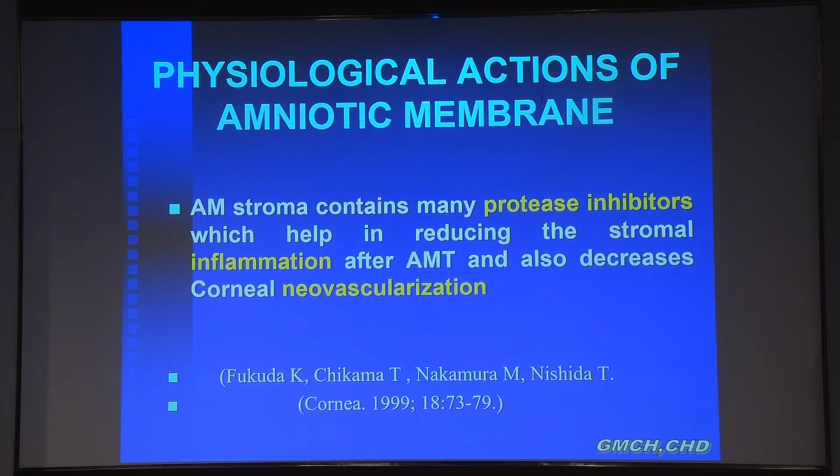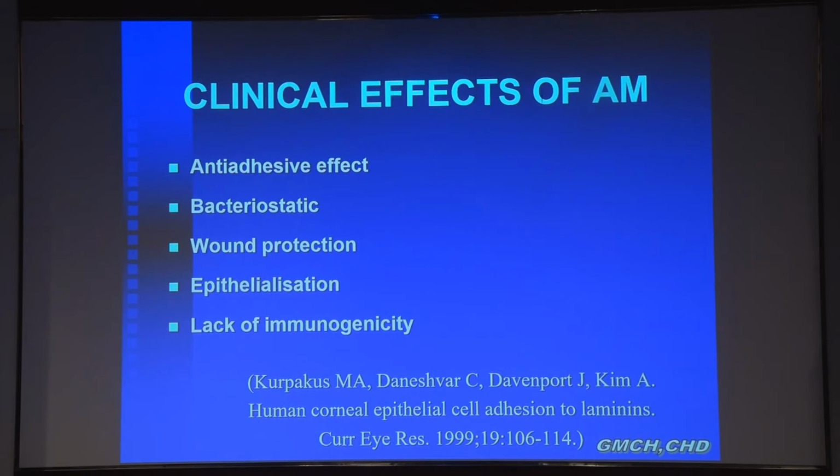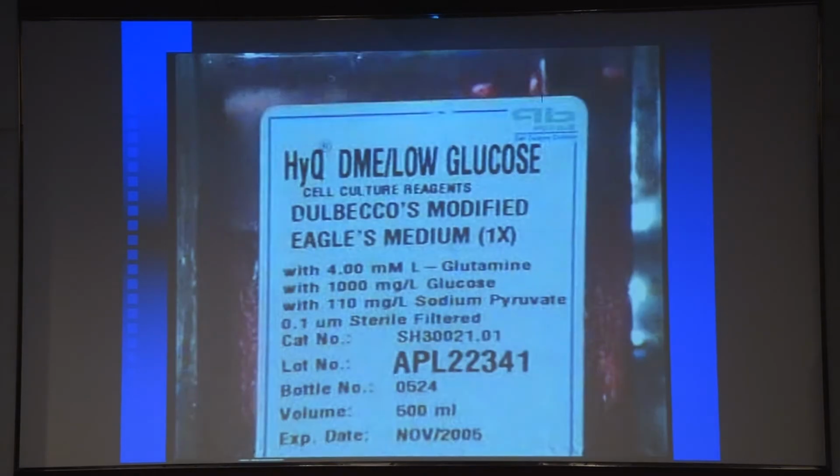The amniotic membrane stroma contains many protease inhibitors, which help in reducing stromal inflammation after amniotic membrane transplant and also decrease corneal neovascularization. So we can have many clinical effects because of the amniotic membrane, like anti-adhesive effect, bacteriostatic effect, wound protection, epithelialization, and there is a lack of immunogenicity, so that's why it is well taken. This is how we prepare the amniotic membrane in our department.